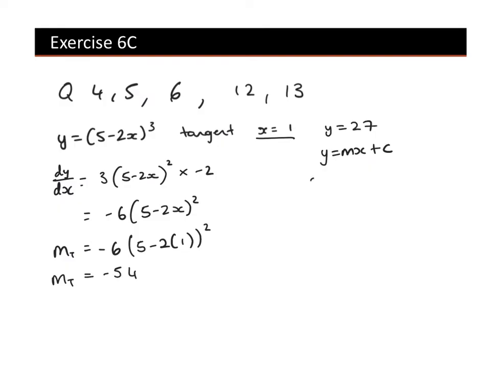I'm going to substitute everything in. 27 equals minus 54 lots of 1 plus c. So 27 plus 54 is going to give me c. 81 equals c. Therefore, y equals minus 54x plus 81. Boom. Full marks. 7-mark question. Okay. Next question. Question 5.